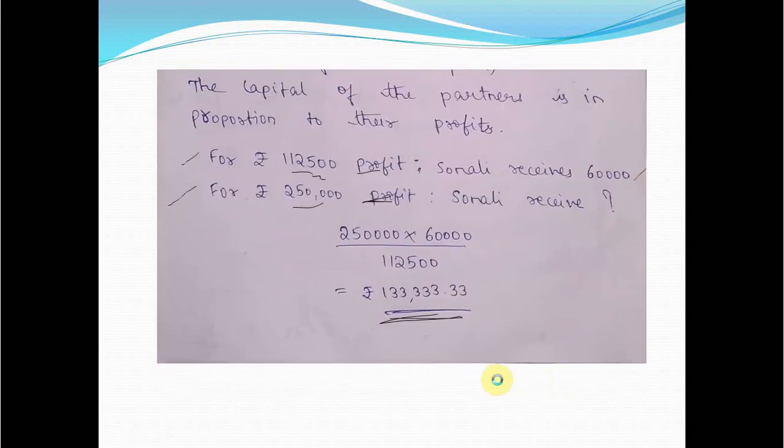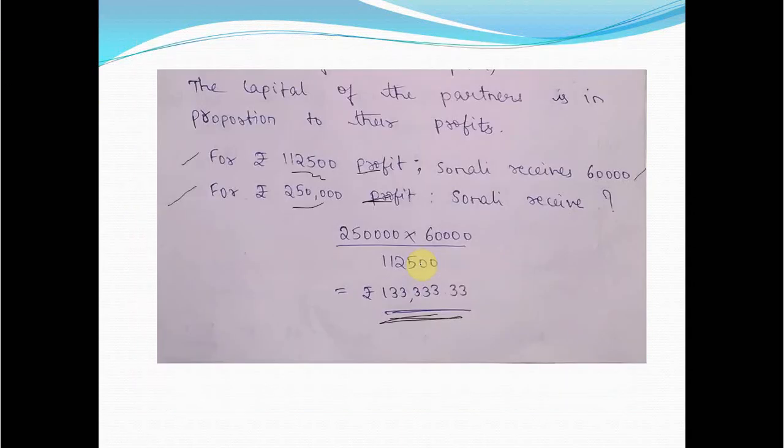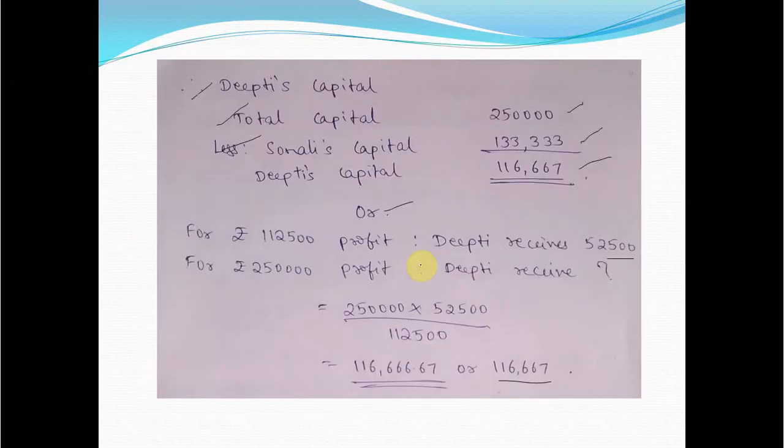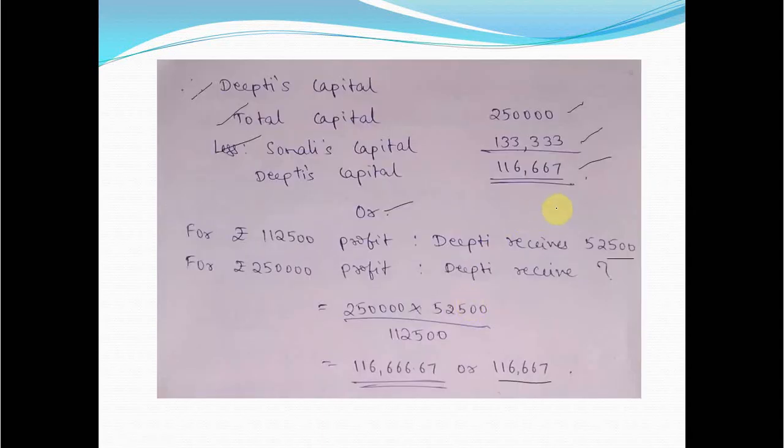What was asked in the question? Just to find out the capitals. So we already calculated them. The capital of Sonali is 1,33,333 and Dipti is 1,16,667.